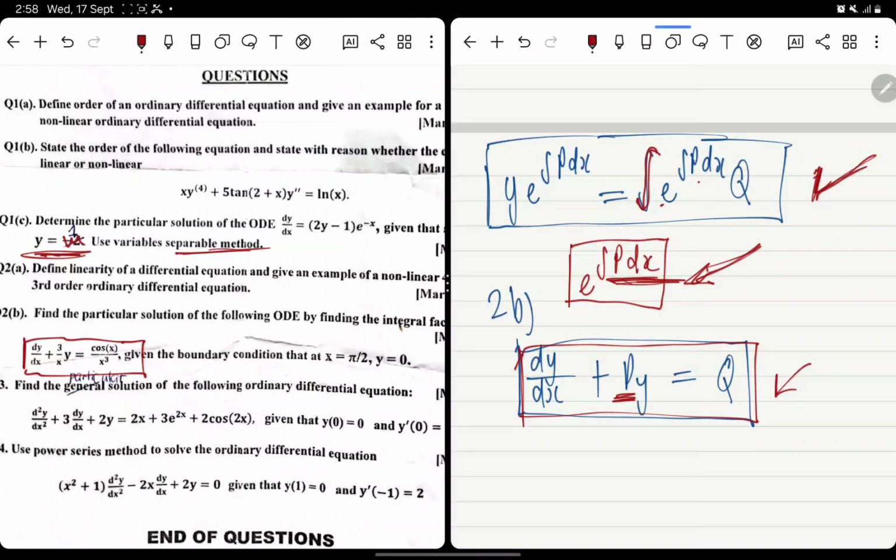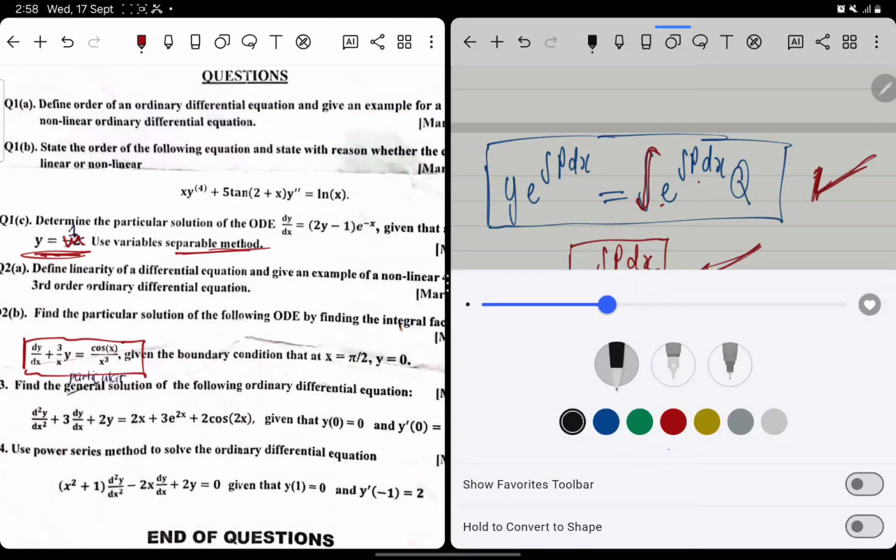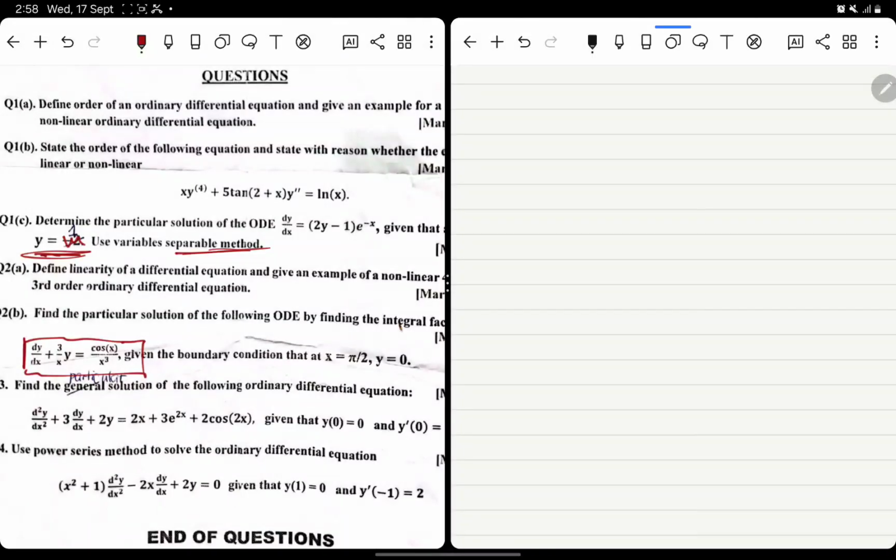Don't want to hear anyone saying they're not able to do it. Let's do it right now. For number 2b, don't be writing formulas. Don't cram formulas because they can leave you. But first, what you're going to do, make sure dy/dx is the subject.